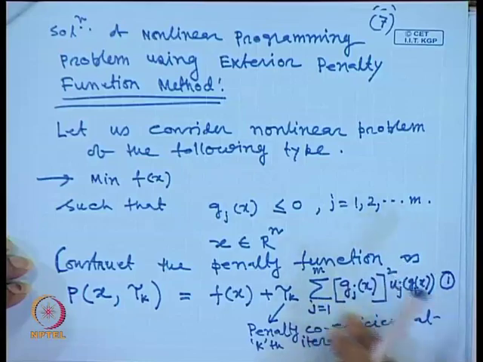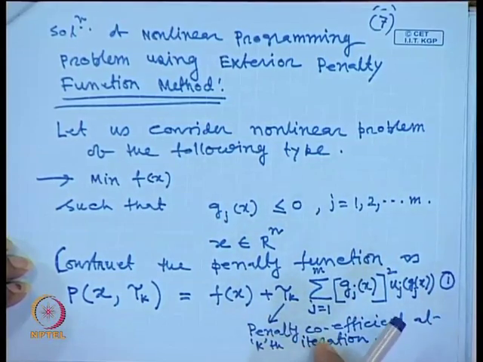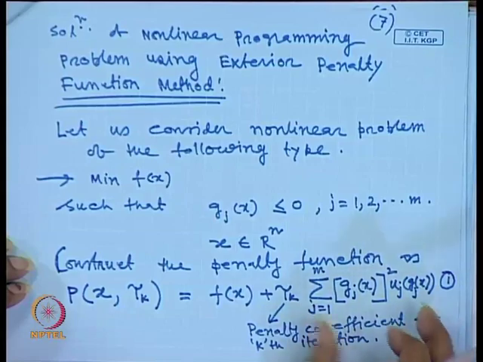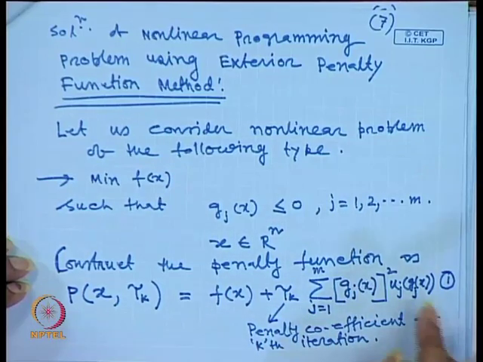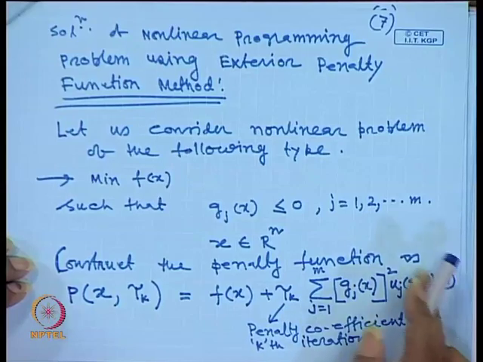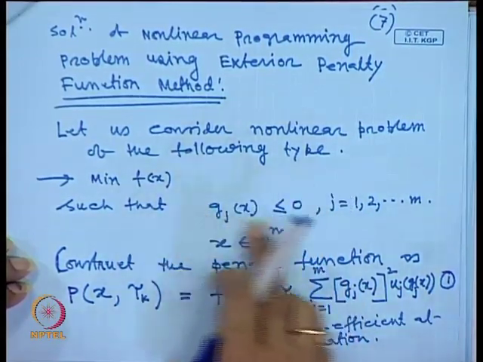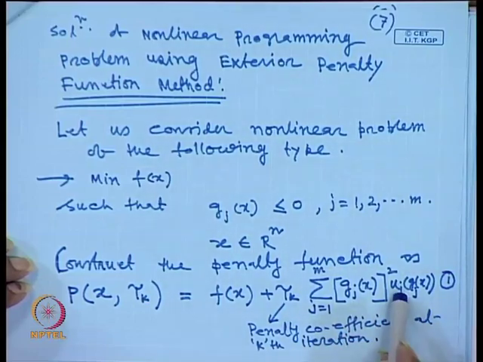Whatever constraints are there, you square each constraint function, multiply it by a penalty coefficient, and add it to the objective function. This is the penalty function. The term associated with this is called the penalty term, and tau of k is called the penalty coefficient. The value of mu j g j will be either 1 or 0. If the constraint g j is satisfied, in other words if the point is in the feasible region, then the value of mu j will be 0. If the point is outside the feasible region, meaning the infeasible region, the value of mu j is 1.